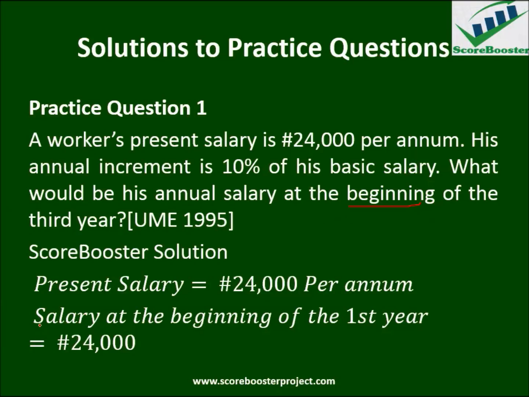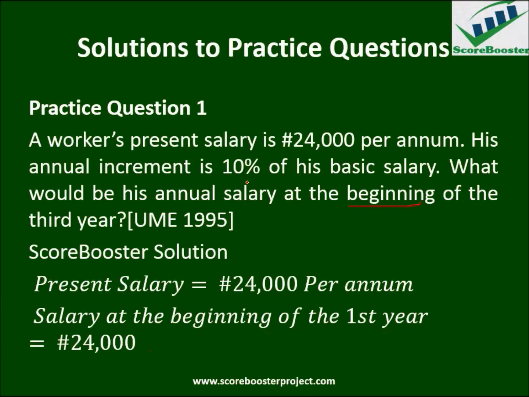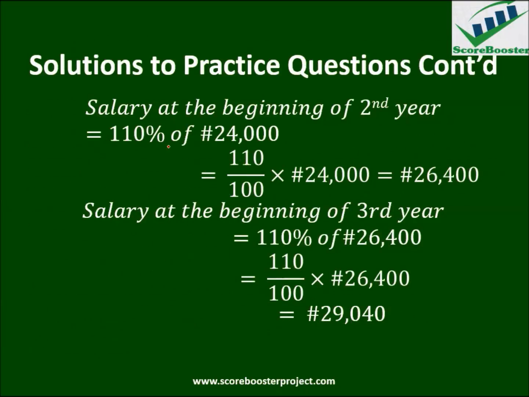So at the beginning of the first year, the salary is 24,000 naira. So at the beginning of the second year, since the annual increment is 10%, the new salary will be 100 plus 10%, which gives us 110% of 24,000.